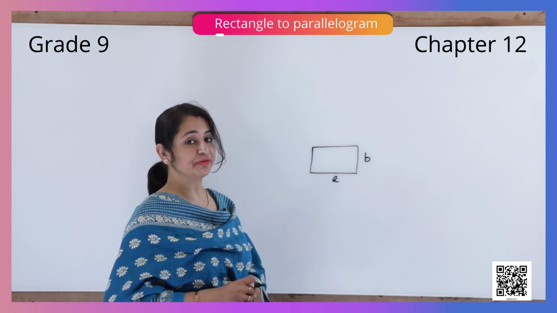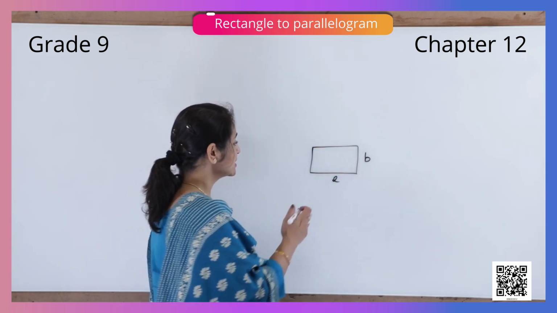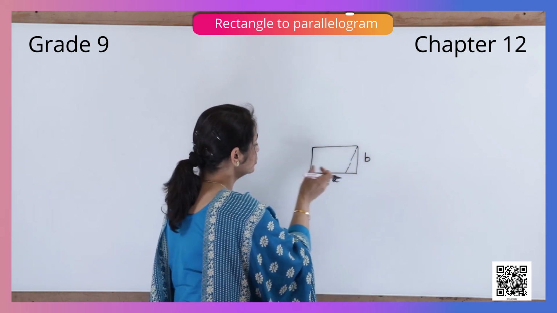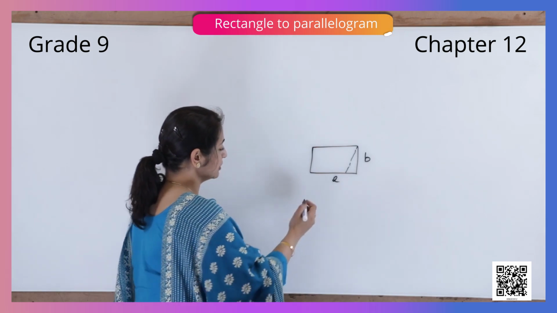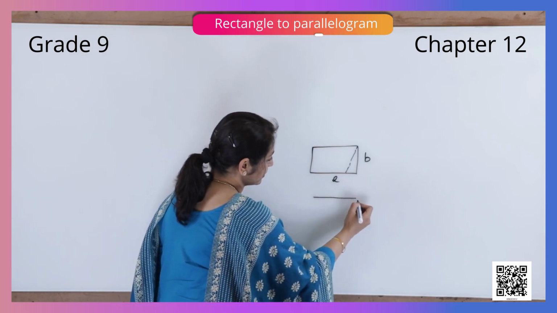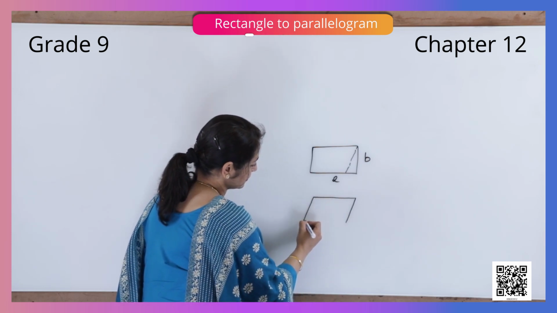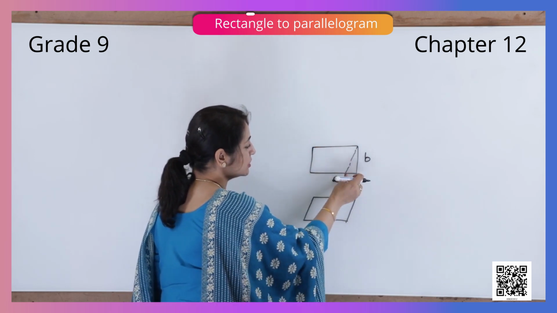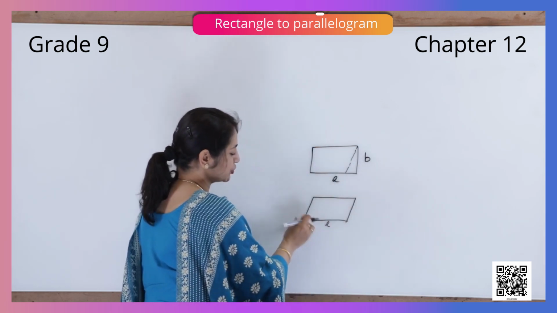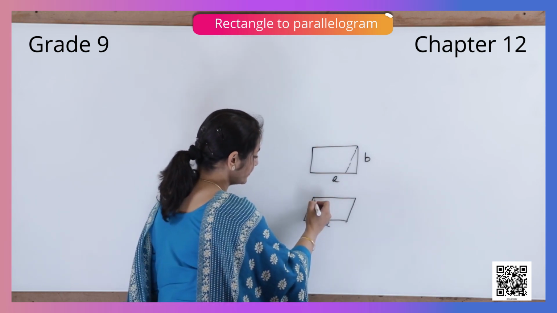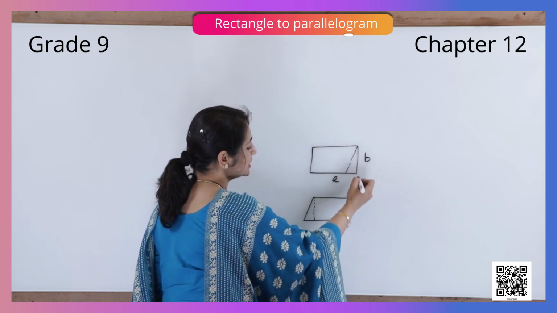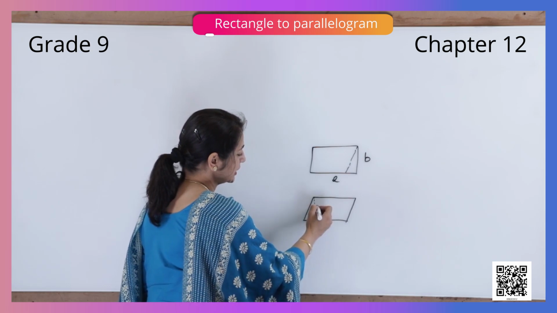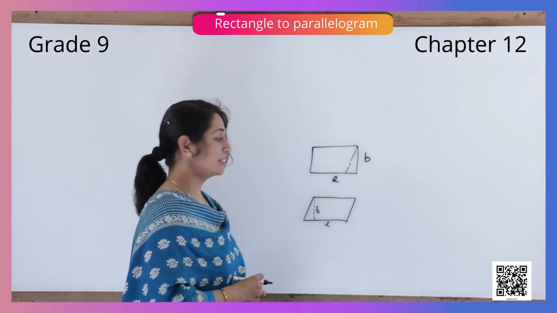So what will be the area of a parallelogram then? See, suppose I cut this part of this rectangle and then join it here. Then I will have a figure like this. Now this L will be equal to this L because this part has been cut from here and joined here. And this height will be equal to this B. So the area of this parallelogram will be equal to L into B, isn't it?